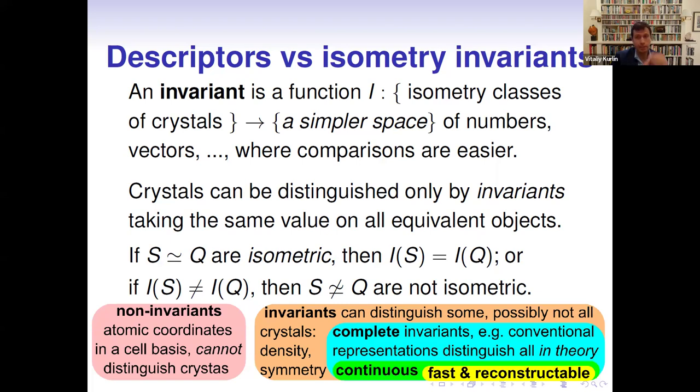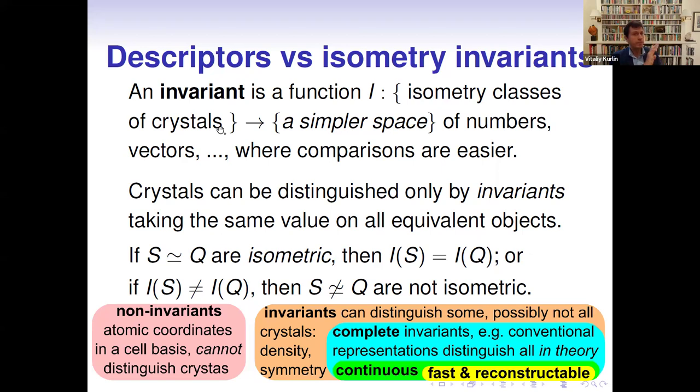Formally, since it is a property preserved under isometry, it is well defined not only on our initial objects but on isometry classes of crystals. Because any two crystals, any two periodic point sets within one class, should have the same value of this invariant. A little bit more formally, if two periodic point sets are isometric, then the invariant should take the same value. That's why a single value would be considered for the whole isometry class of crystals.